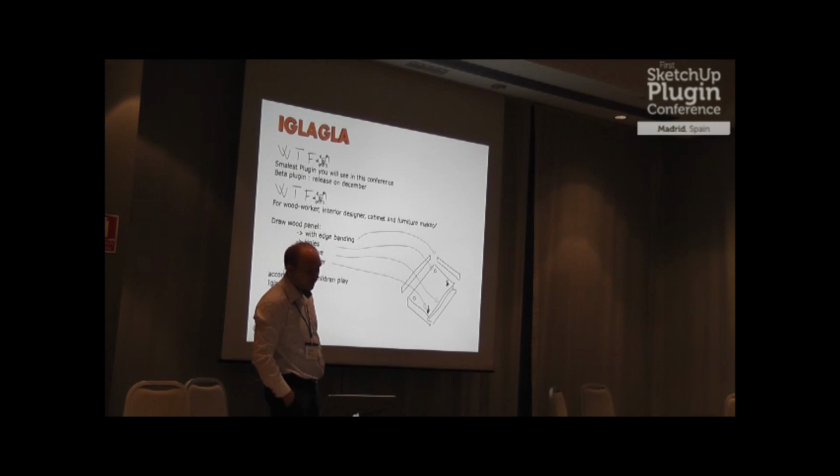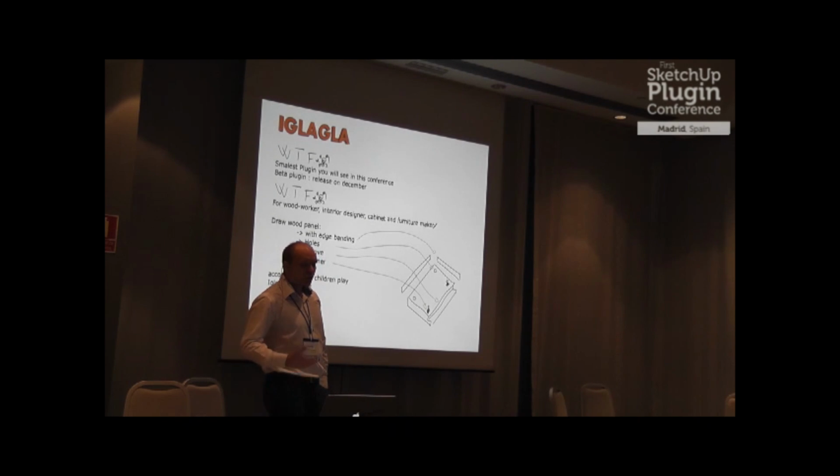Okay, let's talk about Iglagla. But what is Iglagla? Iglagla is just the smallest plugin you will see in this conference. It's only 100 lines of code in Ruby, and it's a beta plugin. The full release will be done in December. But I didn't answer the question, what is Iglagla? Iglagla is a plugin for woodworkers, interior designers, cabinet and furniture makers.